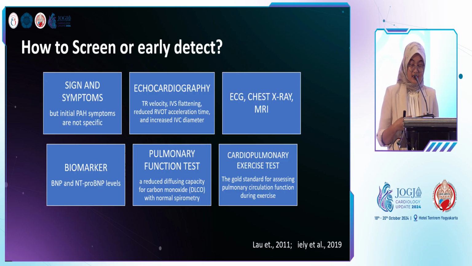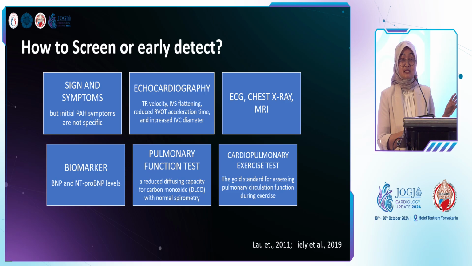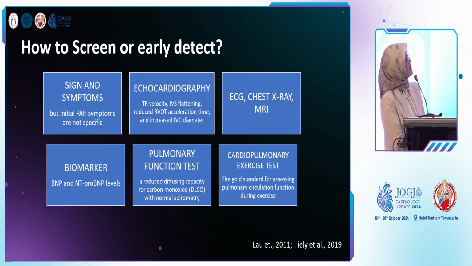So what would be the screening or early detection of pulmonary hypertension? In some situations, perhaps we can do good history taking and physical examination. But please note that the initial symptoms of pulmonary arterial hypertension are not specific. As I mentioned previously, clinical suspicion of pulmonary hypertension is not early stage pulmonary hypertension. That's why sometimes we need a tool that can screen for pulmonary hypertension.